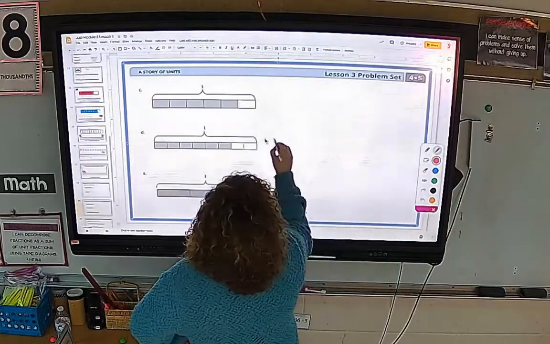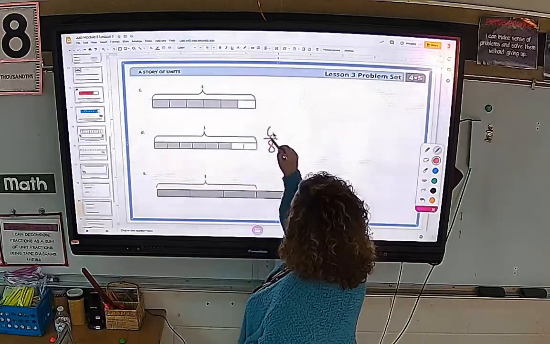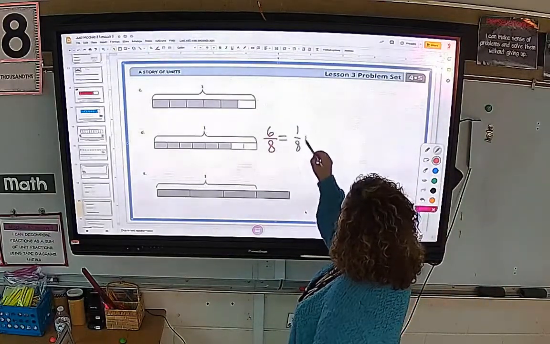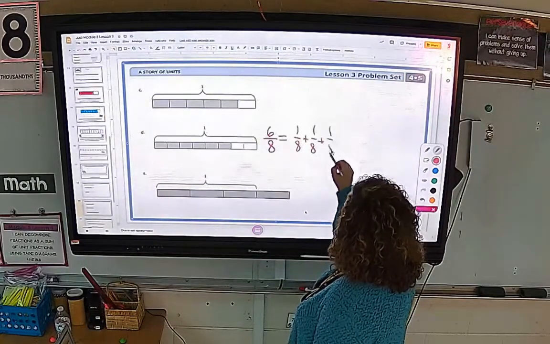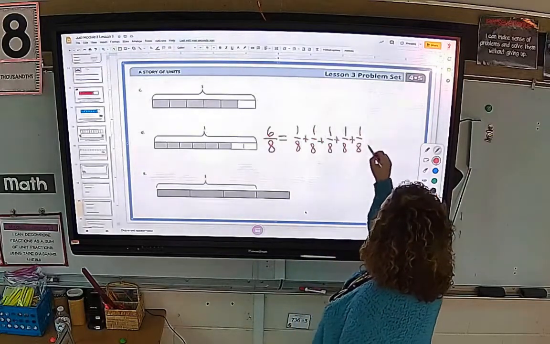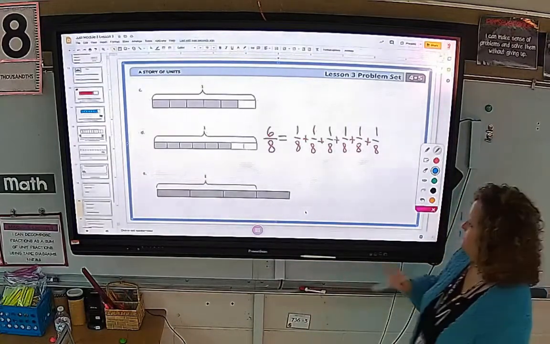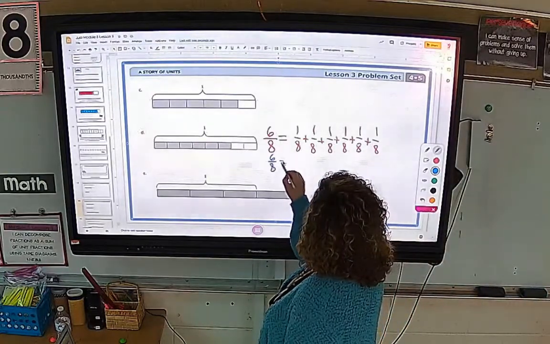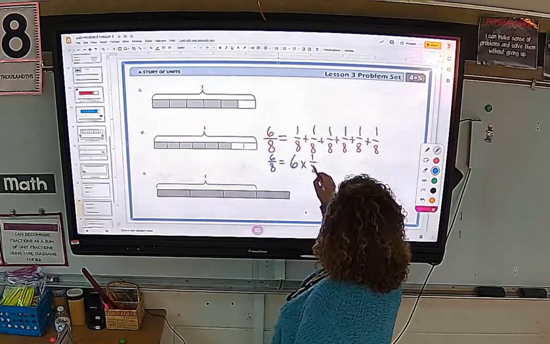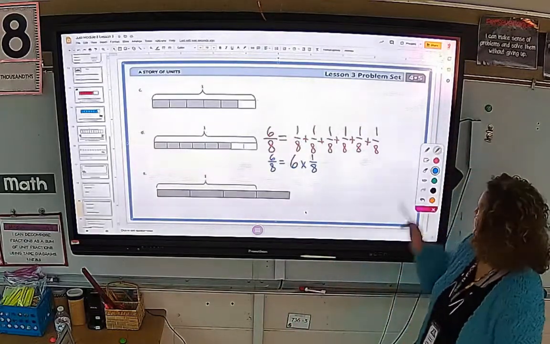Okay, this is 8ths. How many are shaded? Well, it's 8ths, and 2 of them are not shaded, so I know 6 are shaded. Okay, so we're going to add those with unit fractions. 1/8 plus 1/8 plus 1/8 plus 1/8 plus 1/8, 1, 2, 3, 4, 5 plus 1/8. That gives us 6. Now we're going to change that to multiplication. 6/8 is equal to 1, 2, 3, 4, 5, 6 times 1/8. We have 1/8 6 times. Okey-doke. All right.